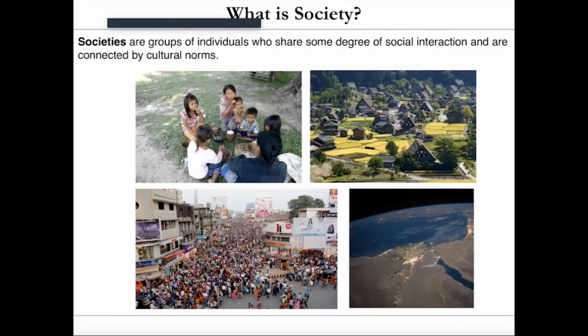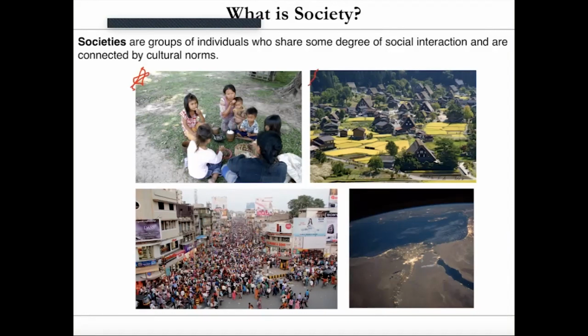So a society is a group of individuals who share some degree of social interaction and are connected by likely some sort of geographic and cultural norms. So we have these images right here. So a family would be considered part of a society. Obviously, these are people you could have very close social interactions with. You may live in the same house. There may be multiple generations, and this may differ between different societies and between different families within the same society.